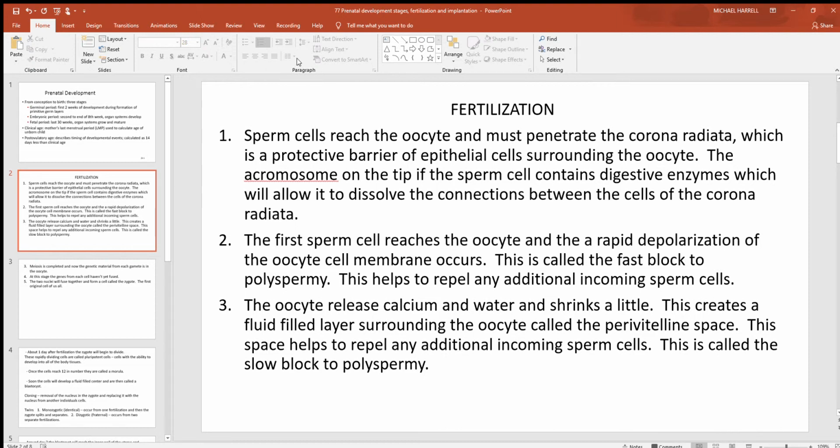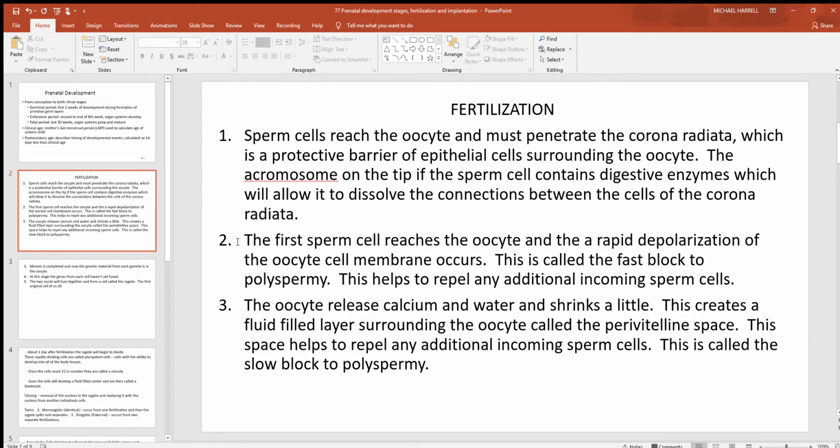If that sperm cell is going to get to that oocyte, it has to get through this protective barrier of epithelial cells called the corona radiata. Recall, looking back at the anatomy of the sperm cell, it has a little package of digestive enzymes right at the tip of it called the acrosome. So if a sperm cell reaches that barrier of epithelial cells around that oocyte, that pack of digestive enzymes will dissolve the little protein connections that bind them together and allow that sperm cell to penetrate that barrier.